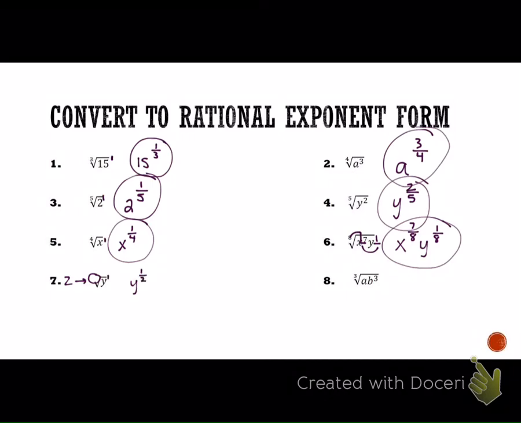Okay, Cassie, do number 8 based on number 6. A to the 1 over 3, which is just, so we have a to the 1/3 b to the 1/3.